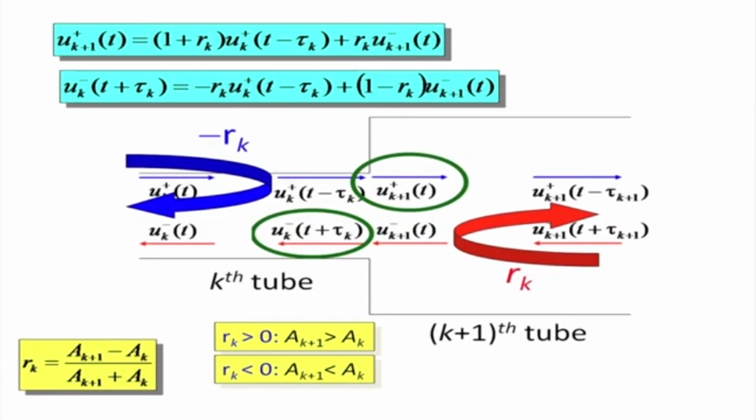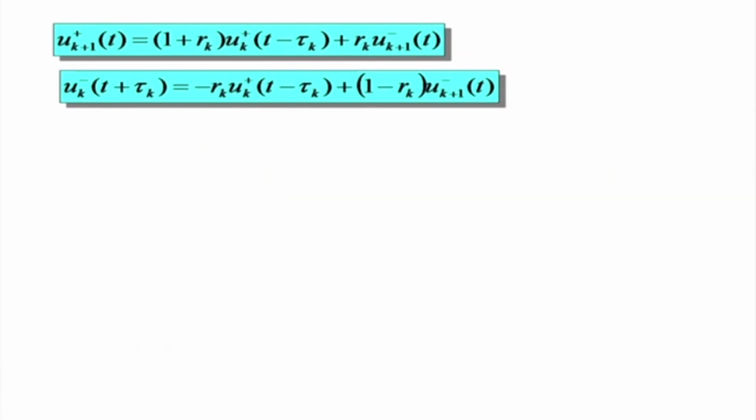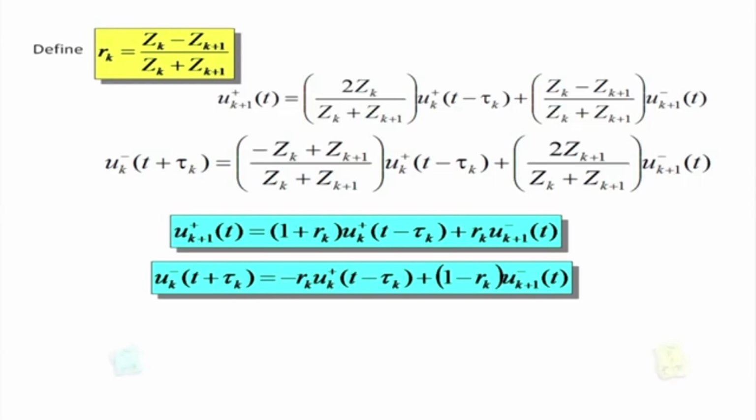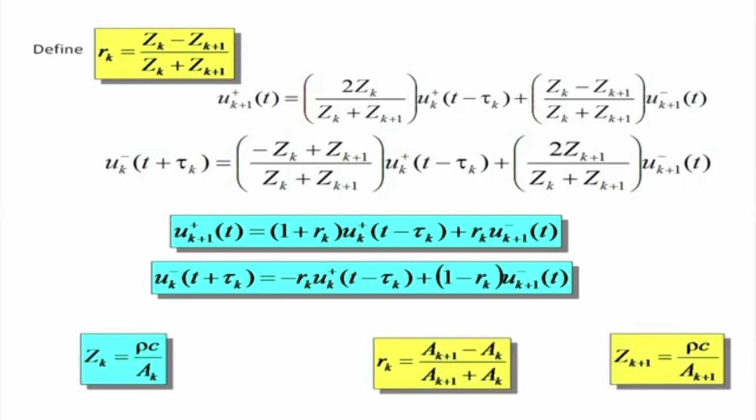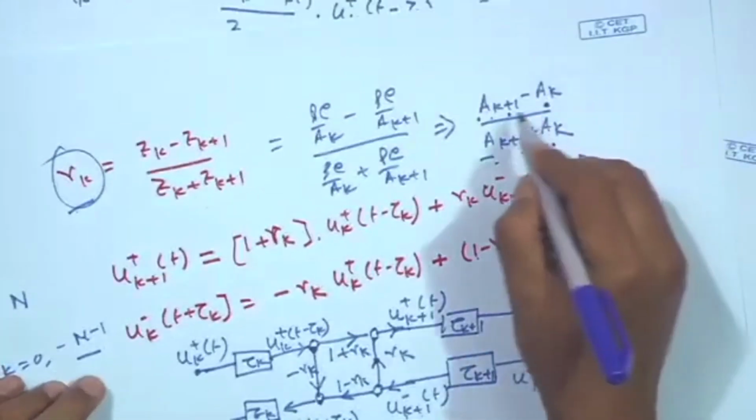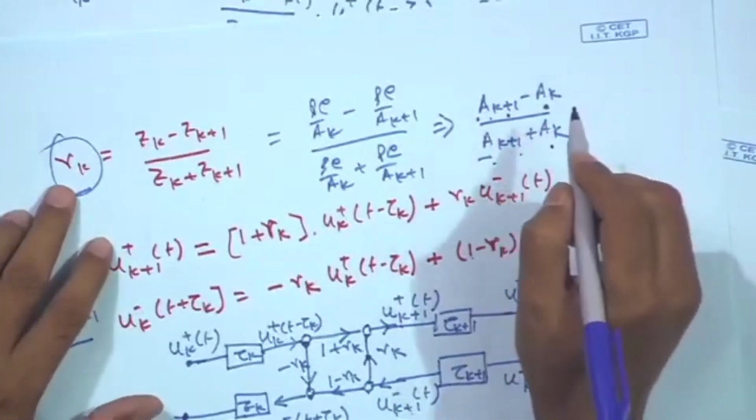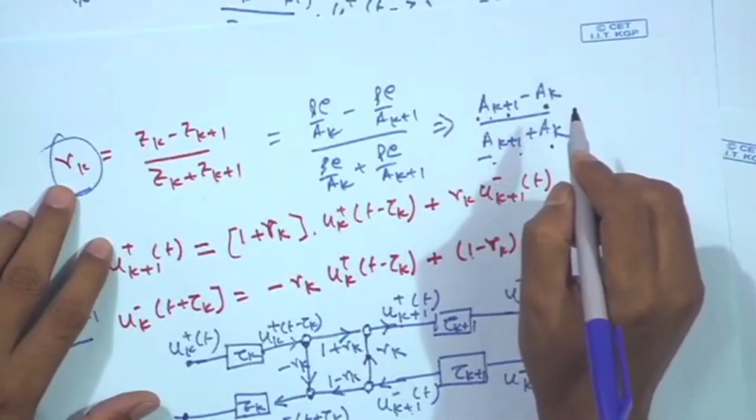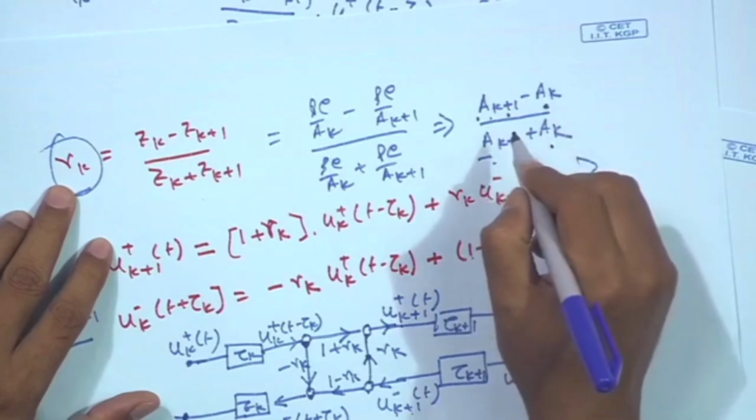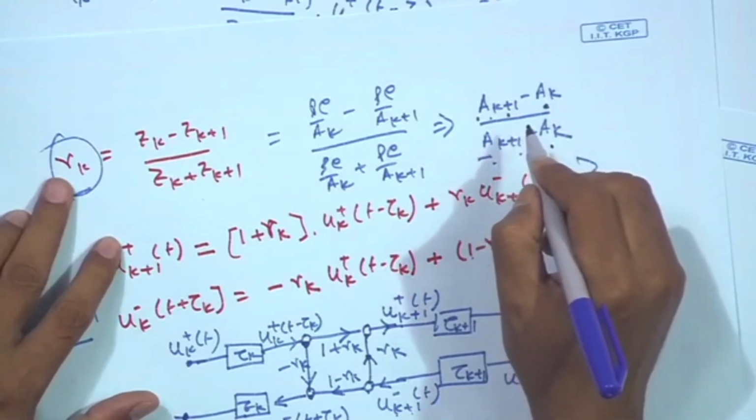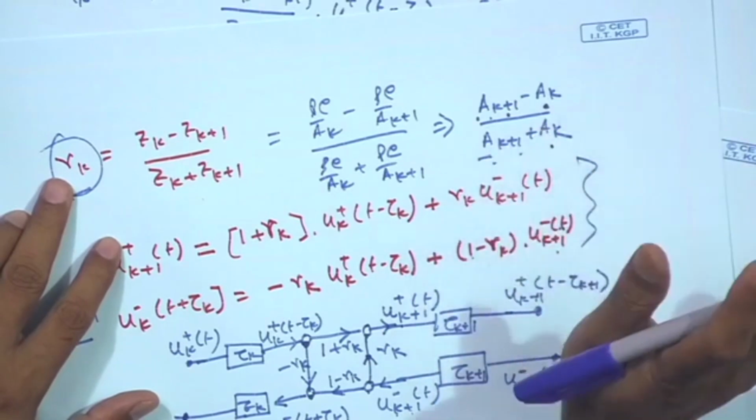Now, I just consider the value of what should be the value of r k. The r k is (a k plus 1 minus a k) divided by (a k plus 1 plus a k). Now, what is the maximum value of r k? What is the minimum value of r k?